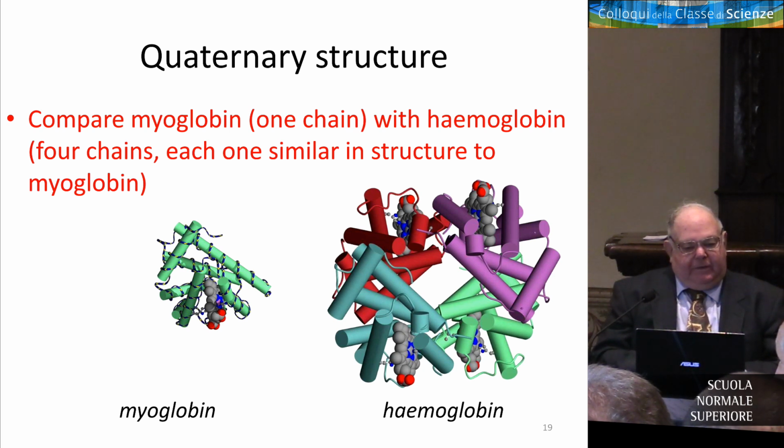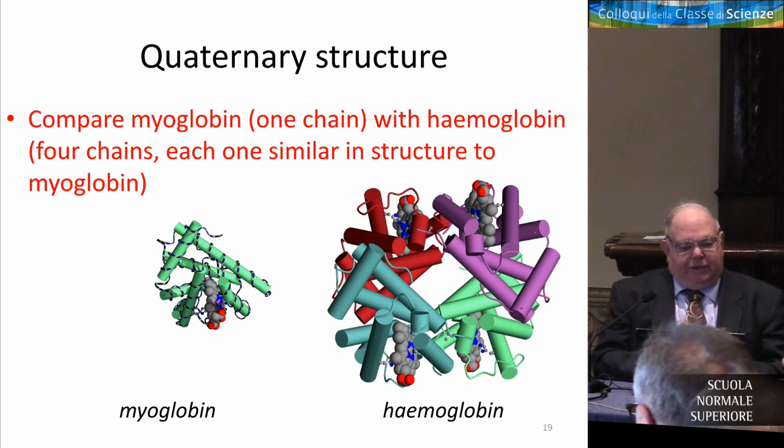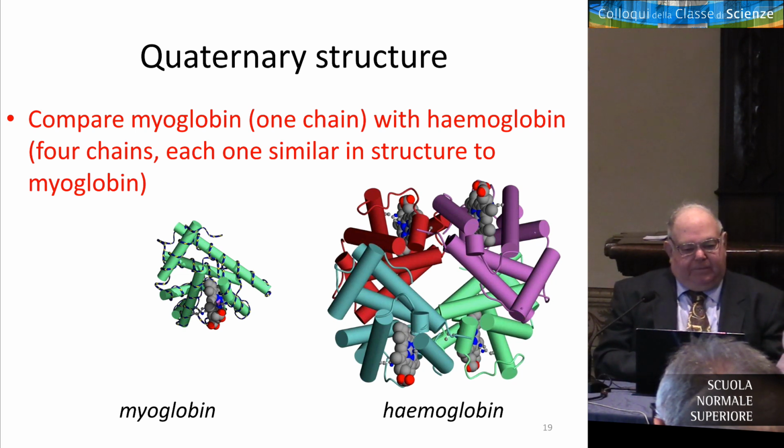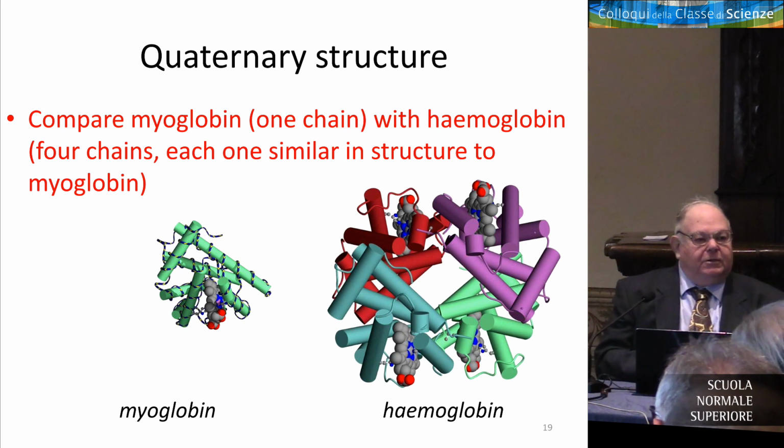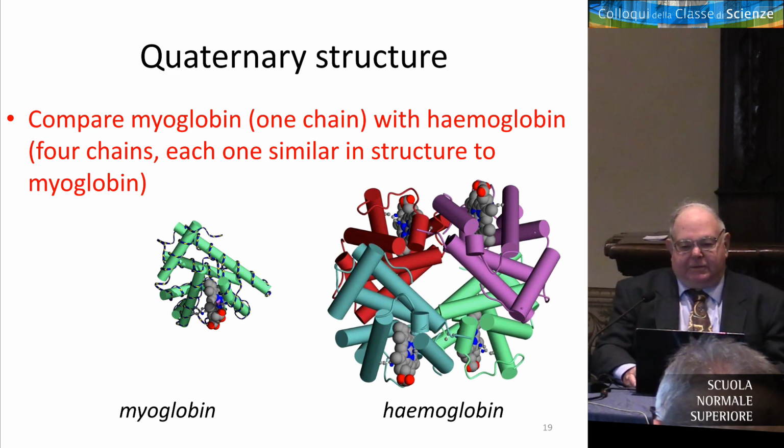So myoglobin on the left is a single domain globin, and hemoglobin on the right contains 4 chains, each of which is related to myoglobin, and you can decide which of the hemoglobin chains is shown in the same orientation as the myoglobin chain. And once you've done that, you can ask whether you can see any structural differences between that subunit of hemoglobin and of myoglobin. Because these are related by evolution, and that's absolutely essential.